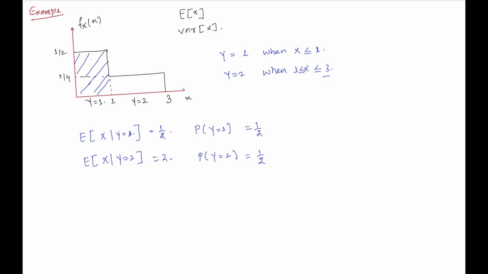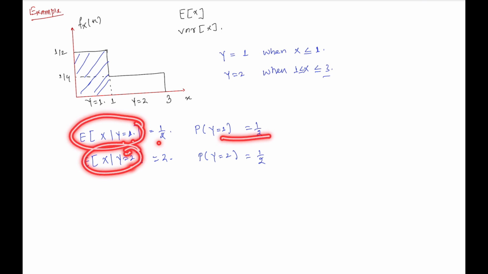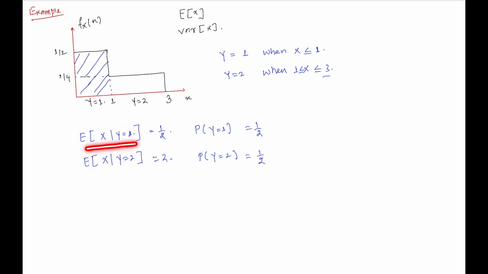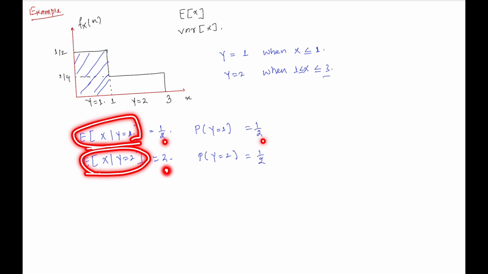You can see this complete thing as a random variable. How? Depending upon the value of y, this has some value. Let me repeat one more time. Depending upon the value of y, this will have the value 1 divided by 2 with the probability 1 divided by 2. Depending upon the value of y, this whole thing will have the value 2 with the probability 1 divided by 2. So this takes the value 1 divided by 2 with the probability 1 divided by 2, and this random variable takes the value 2 with the probability 1 divided by 2.